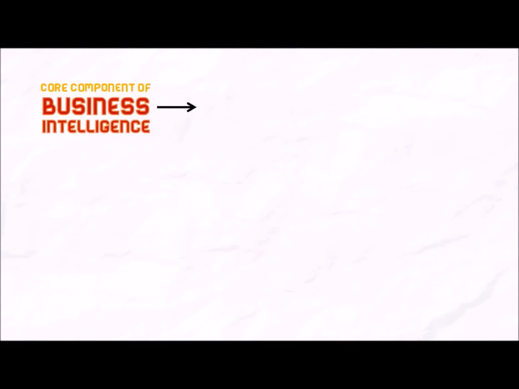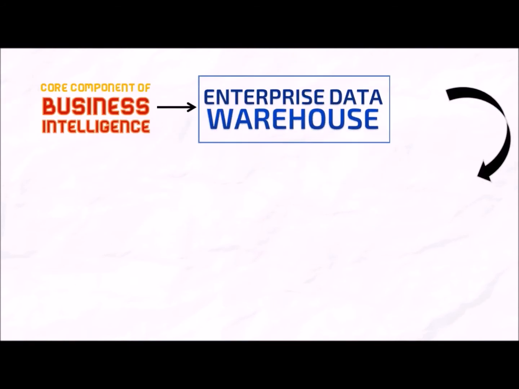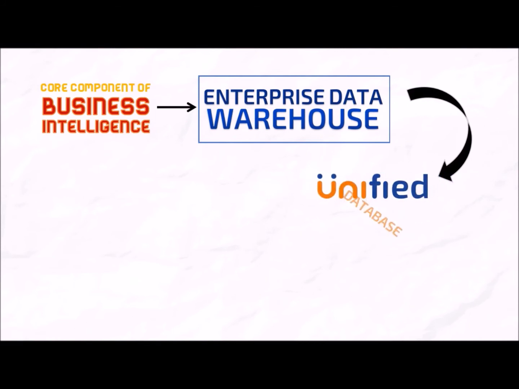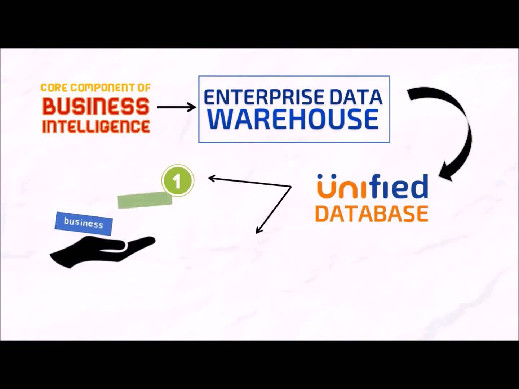Enterprise Data Warehouse is the core component of business intelligence. Enterprise Data Warehouse is a unified database that holds all the business information in an organization and makes it accessible all across the company.